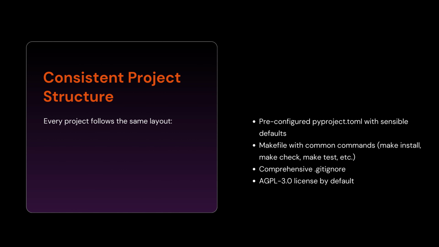Consistent project structure. Every project follows the same layout. First, it comes with a pre-configured pyproject.toml using sensible default settings. Second, it includes a makefile with common commands such as make install, make check, and make test. Third, it provides a comprehensive README file. And finally, it uses the AGPL 3.0 license by default.